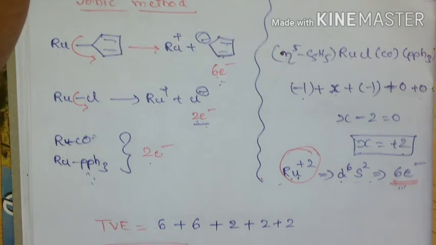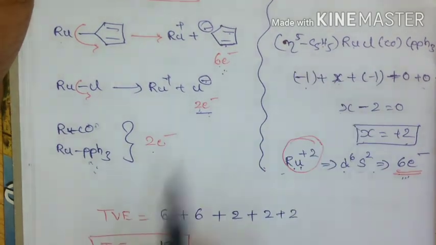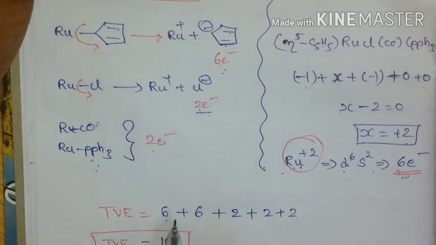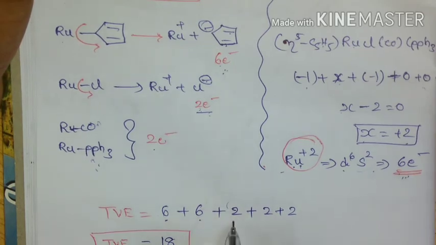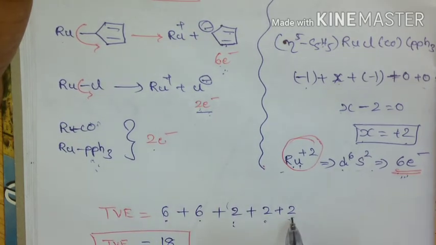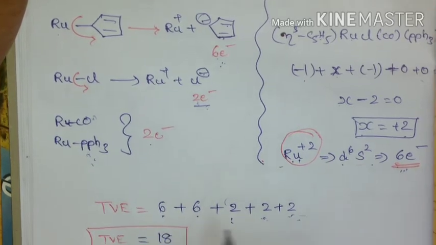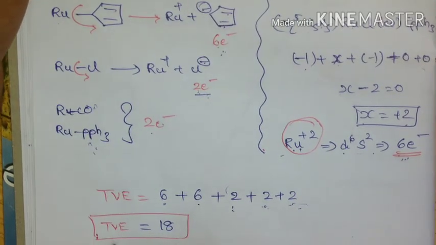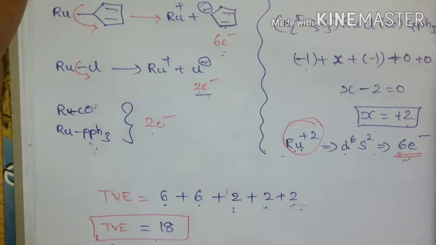So now if we substitute all these values, eta 5 C5H5 in the ionic method is going to contribute 6 electrons. Ruthenium is going to contribute 6 electrons. Cl minus is going to contribute 2 electrons. These two, CO and PPh3, are neutral ligands, they are going to contribute 2 electrons each. And in the ionic method also, we have got a total valence electron count equal to 18.